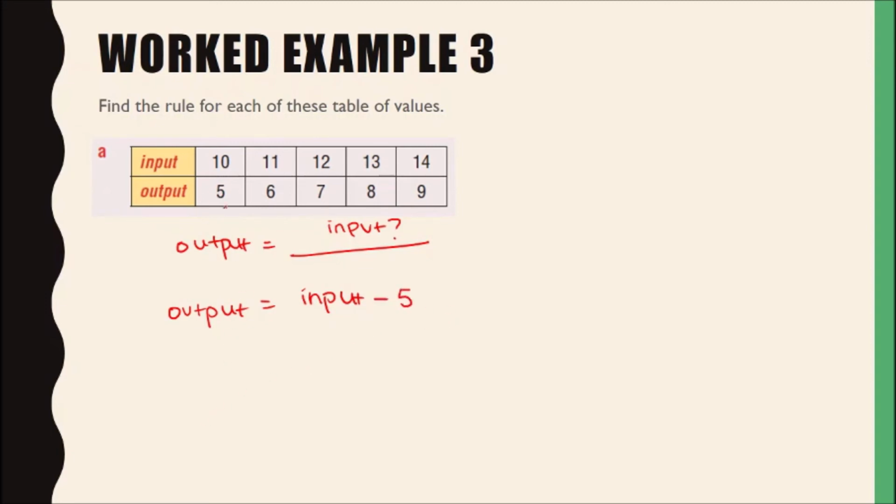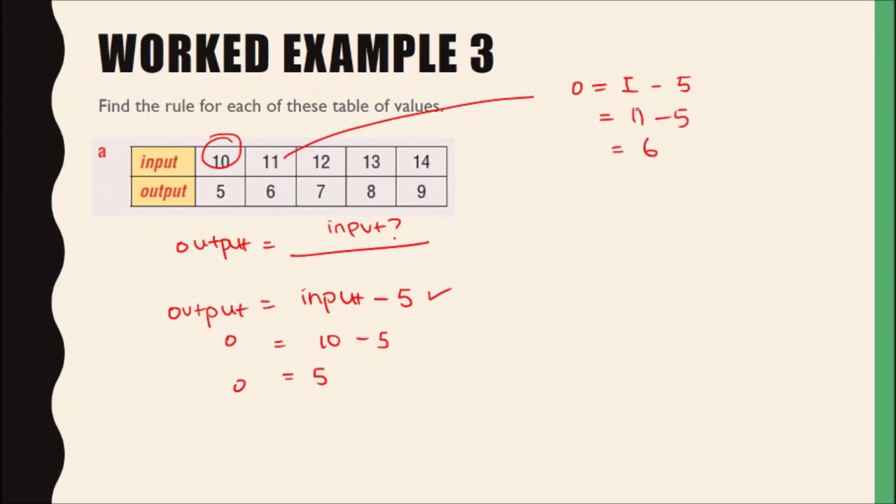So I could put in a value just to try it. So for example, if I put 10 in my input, 10 minus 5, does the output equal 5? Yes, it does. So this rule works for the first one. Now I could try the second one. So output equals input minus 5. So the input 11 minus 5. Does the output equal 6 when I put input as 11? Yes, it does. Okay, and you could just show your proof.